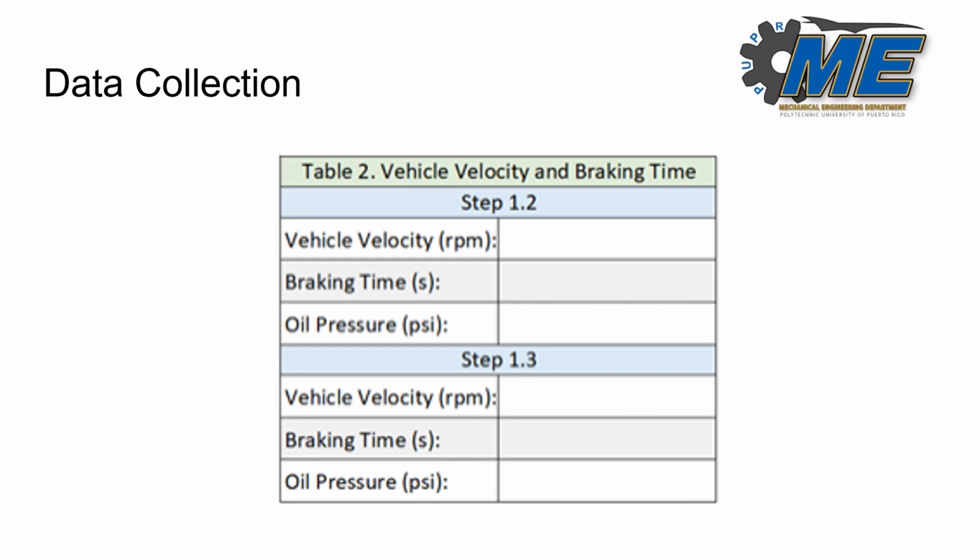This is the table we're going to use for the data collection of experiment number 3. As one can notice, there are basically two of each data collected, which are the vehicle velocity in RPM, the braking time in seconds, and the oil pressure in PSI. The reason why you should take two data points for each is that way you can do an average and have more precise data.